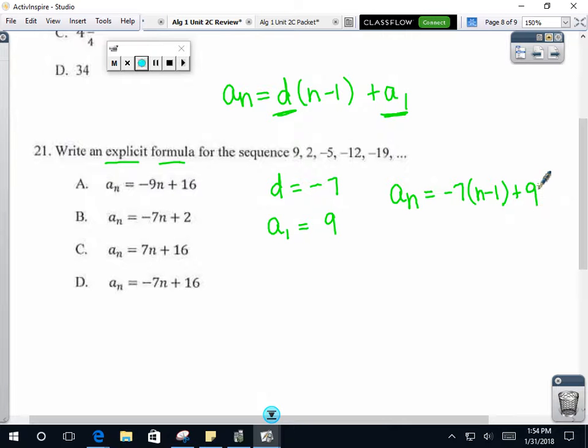Now, sometimes you may take a test and they may leave the answer like that. But as you can see from your choices, the answer was not left like this. It was simplified. So we need to simplify it. Distribute the negative 7, and that becomes negative 7n plus 7. Drop the positive 9, and that becomes a sub n equals negative 7n plus 16.